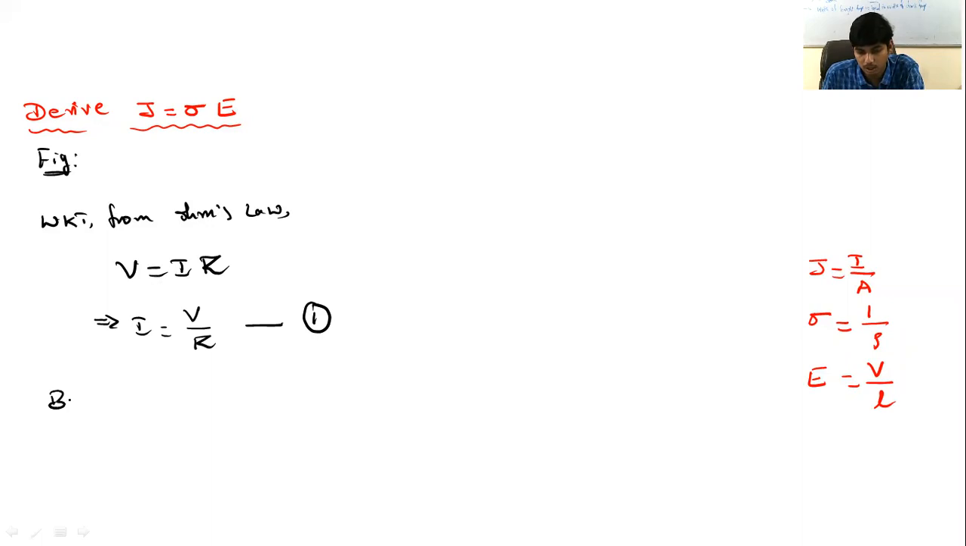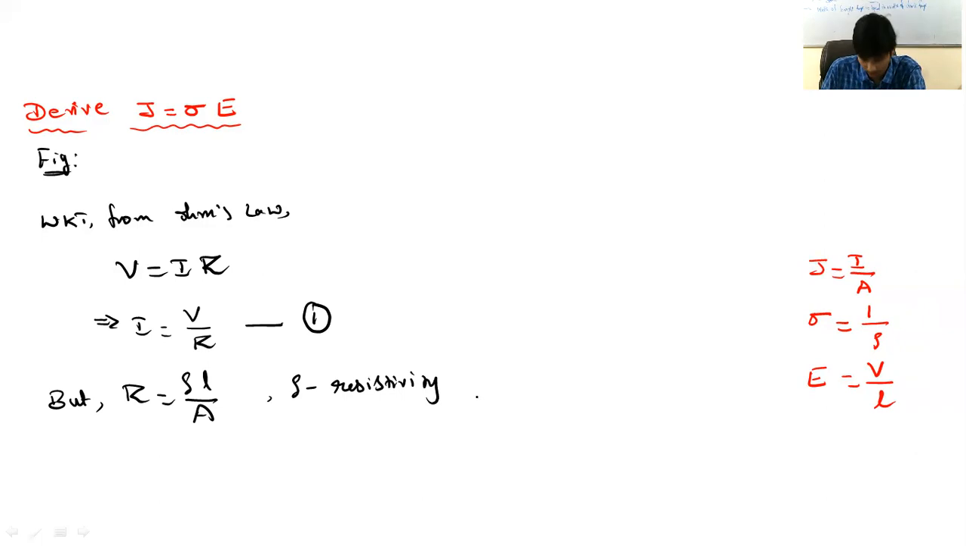But we know that the resistance of the conductor R is rho L by A. Correct? Resistance is directly proportional to the length of the conductor and inversely proportional to the area of cross section of the conductor. The proportionality constant is rho, called the resistivity of the material.